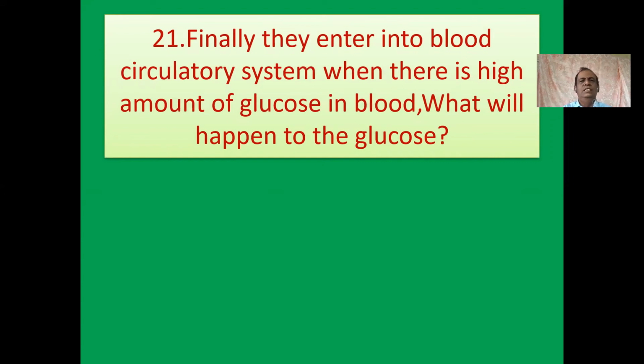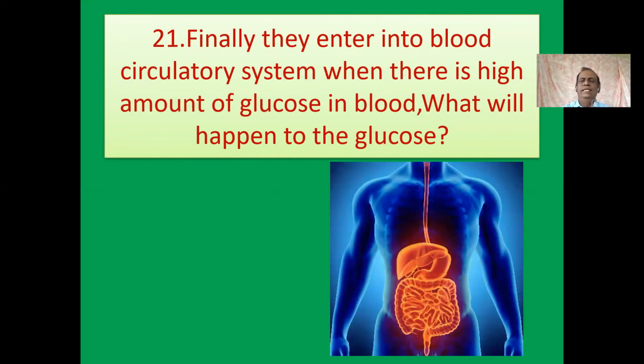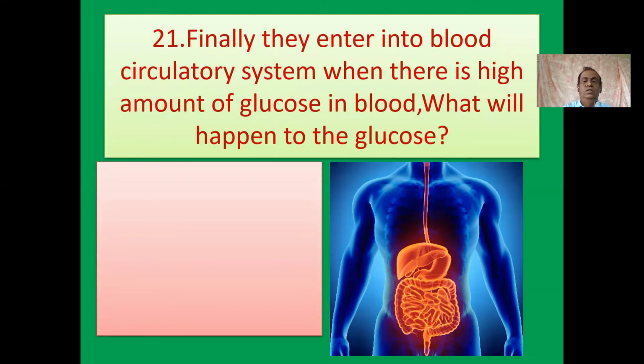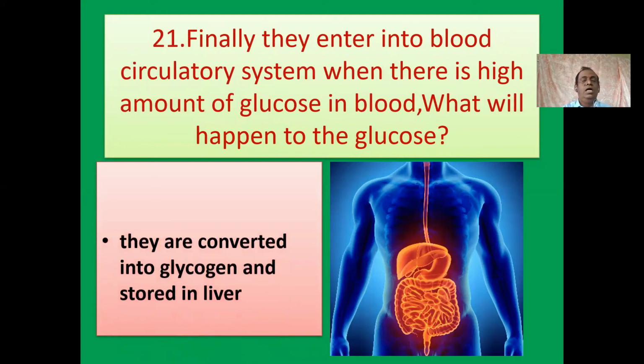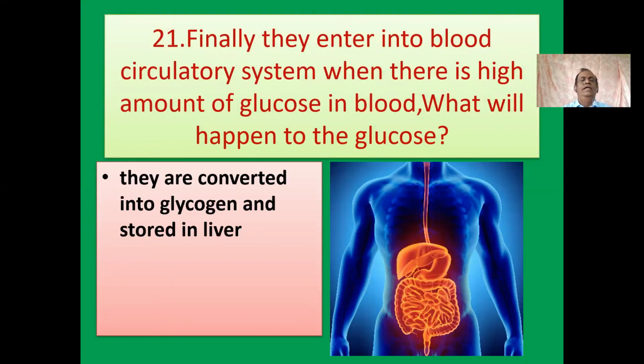In the blood circulatory system, when there is a high amount of glucose in the blood after you take a meal, the blood level increases. What will happen to the glucose? The increasing amount of glucose, what will happen? Here the digestion takes place in the duodenum and small intestine. After that, it is absorbed into the bloodstream and taken to the liver. So what will happen to the glucose? We are not asking about the other one. It is converted into glycogen and stored in the liver.